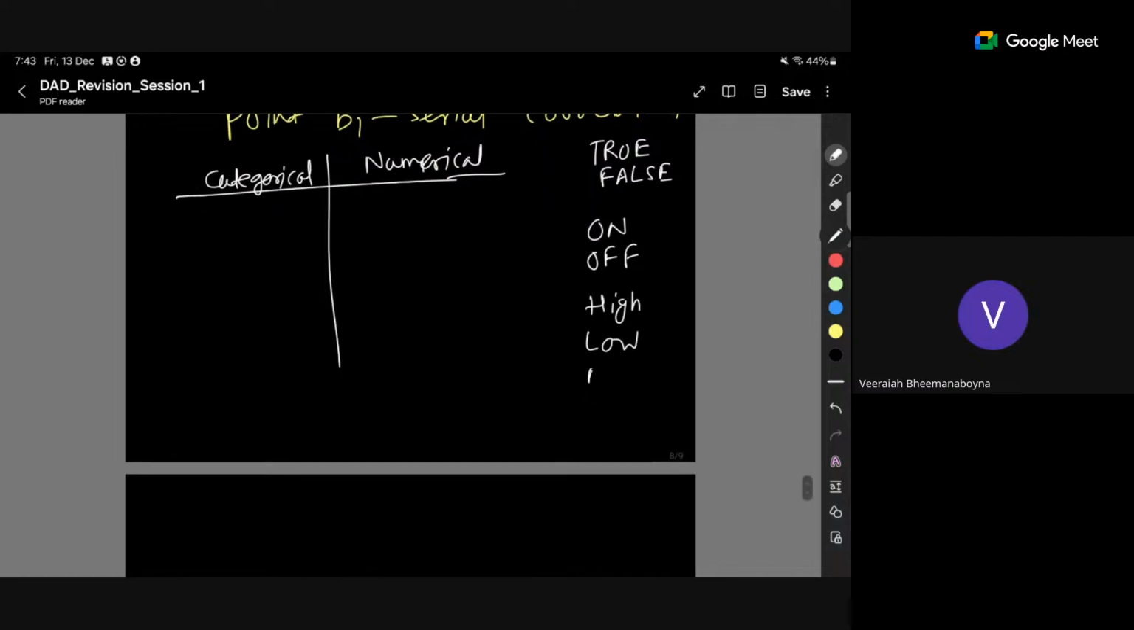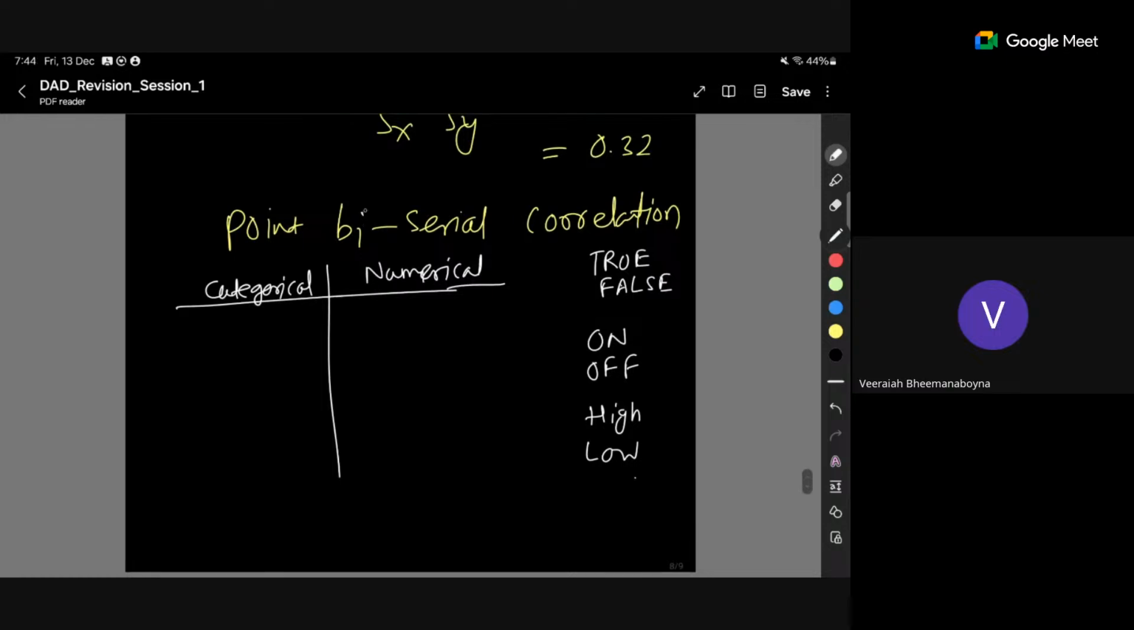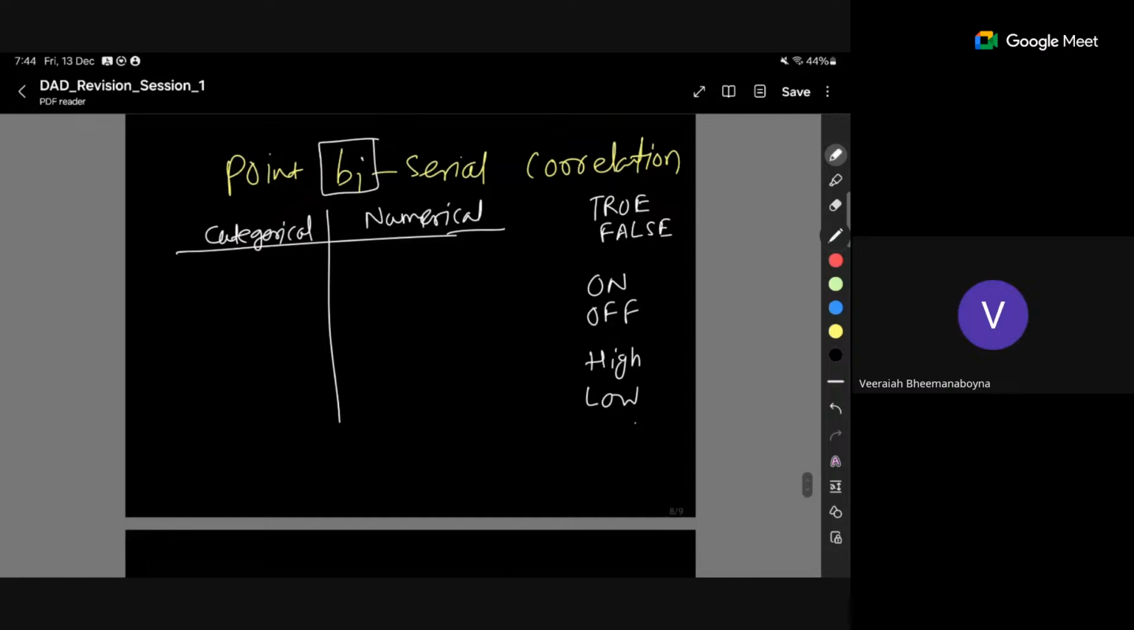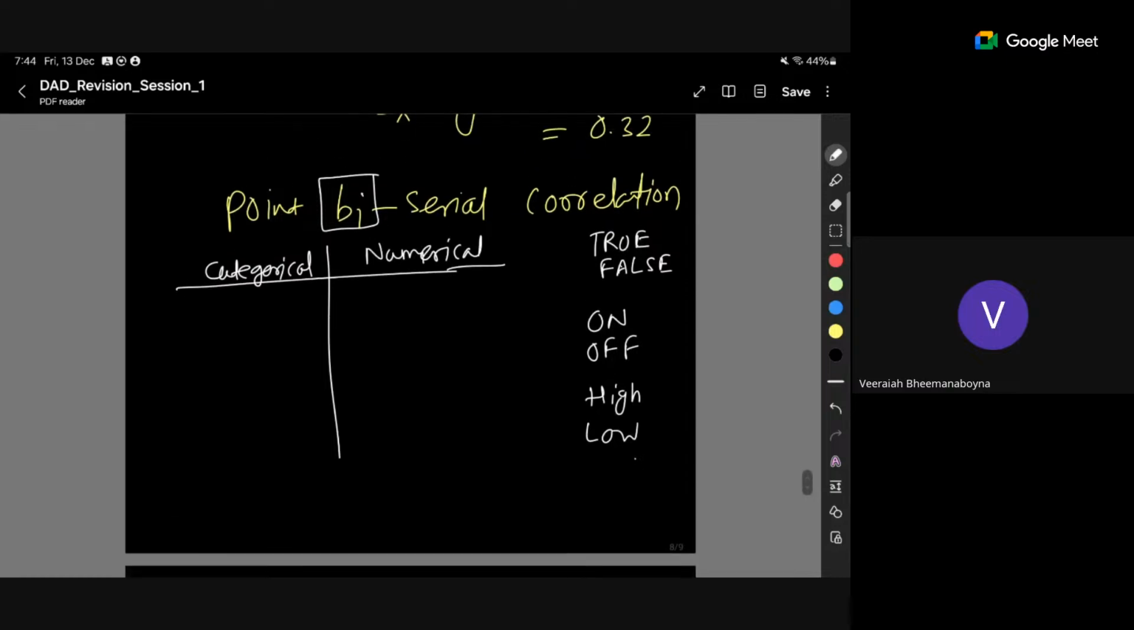If there is high, low, medium, then point biserial will not work. The bi in itself is related to two, right? That has to be two only. If this kind of categories are there, then you can do it. Okay, so let's take an example for this.